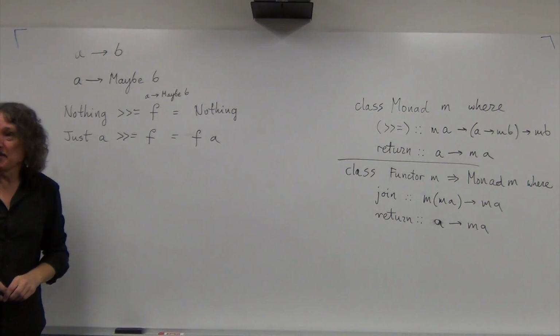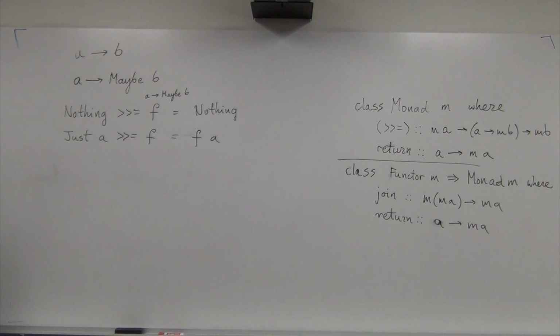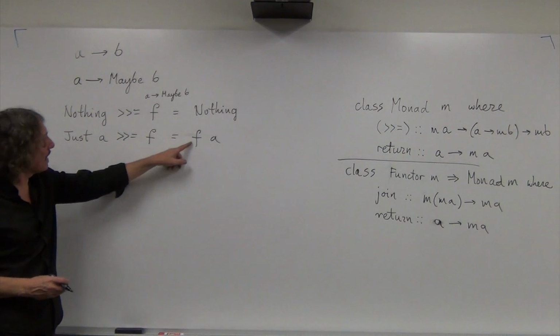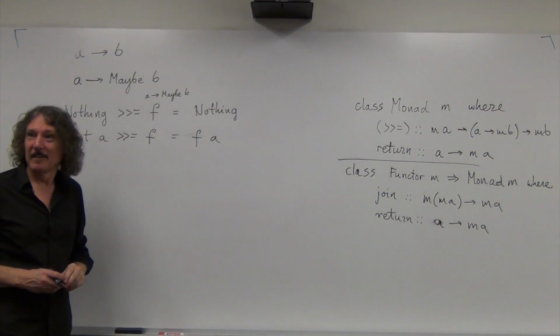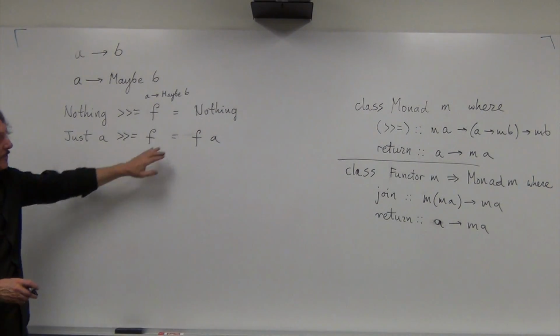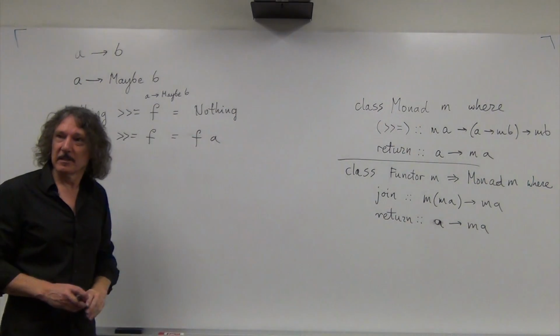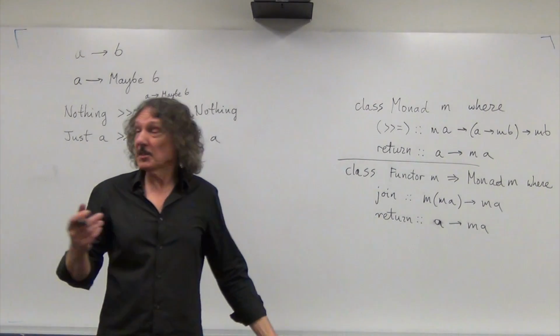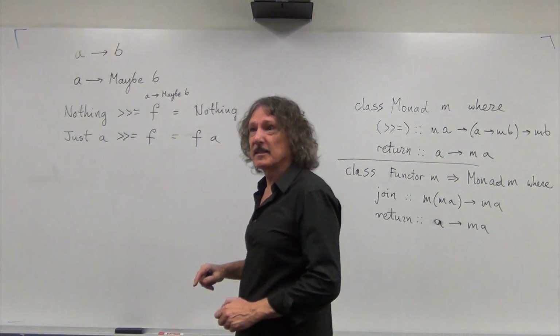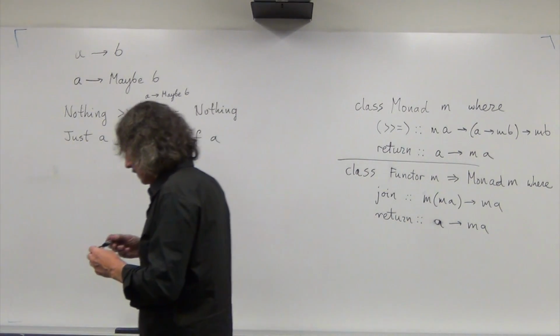Does it have the right type? F A? Yeah, right? Because F returns maybe B. F acting on A returns maybe B. We don't even have to put a just here because it's already... Well, it could return nothing. I mean, F could return nothing, but it's fine. Right? It has to just return a maybe.